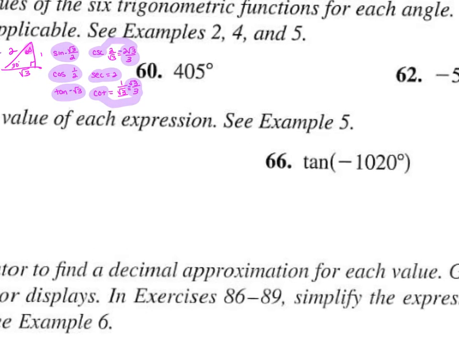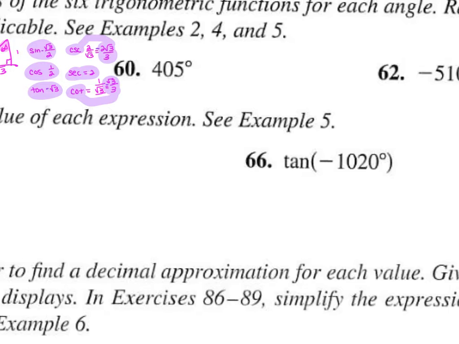All right, 60 is 405. Now 405 is bigger than 360, so we can easily find a coterminal angle by subtracting 360 from it, and I get 45. So now I know 45 degrees is in my first quadrant.